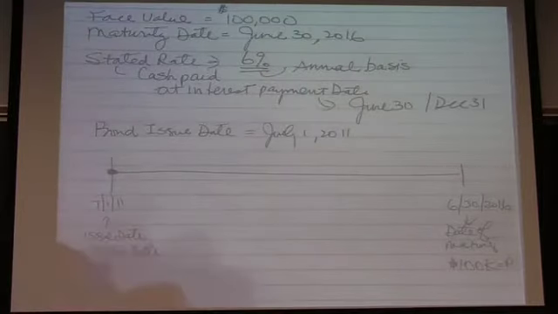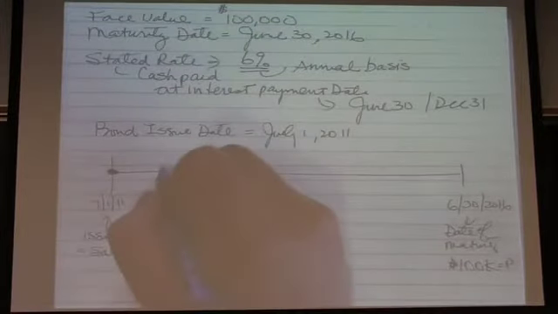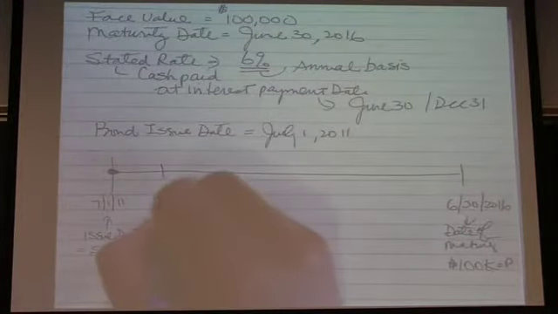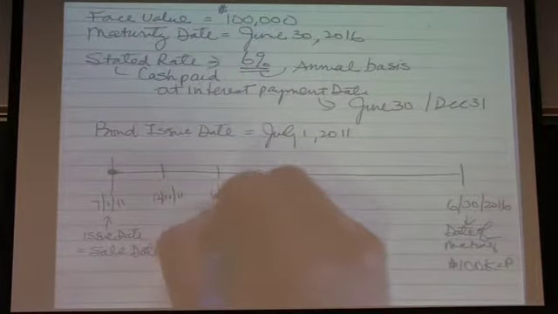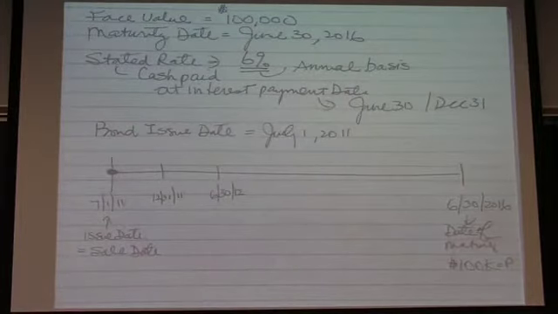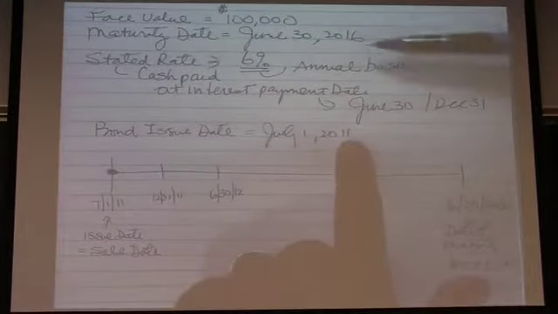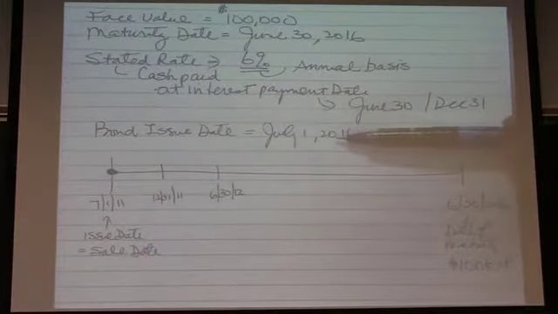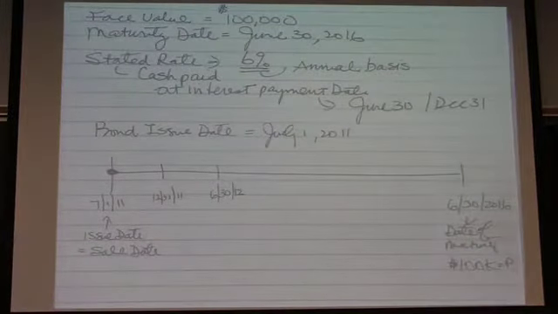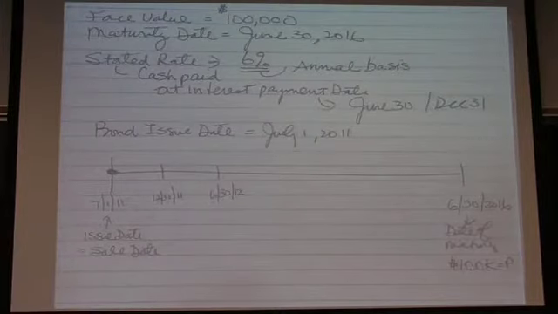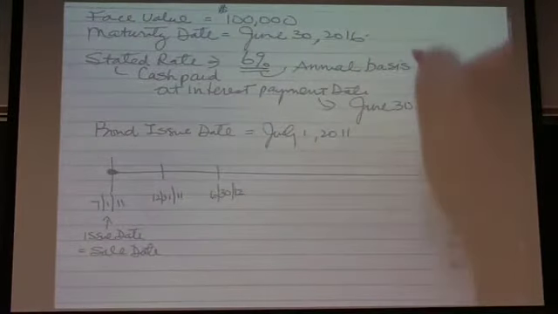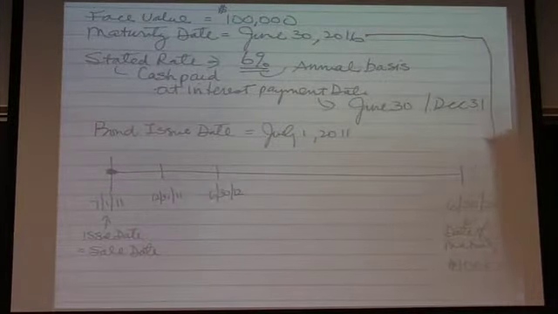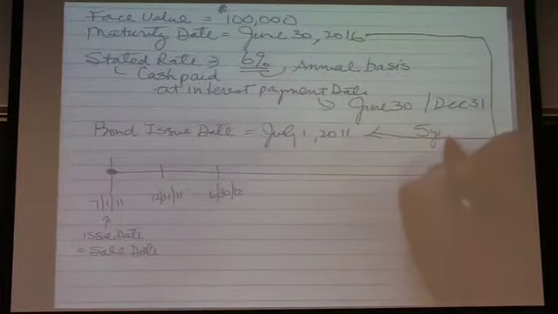Now, the bonds pay interest every 6 months. So the first 6 months would be December 31st, 2011. And the next one would be June 30th, 2012, and so on. Now, if I count the number of years between July 1st, 2011 and 2016, this is a 5-year bond. The term of the bond is 5 years. So that means it's a 5-year bond.